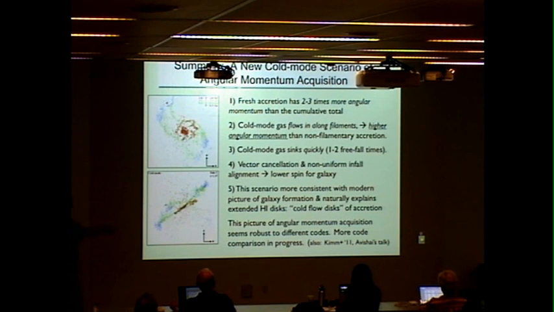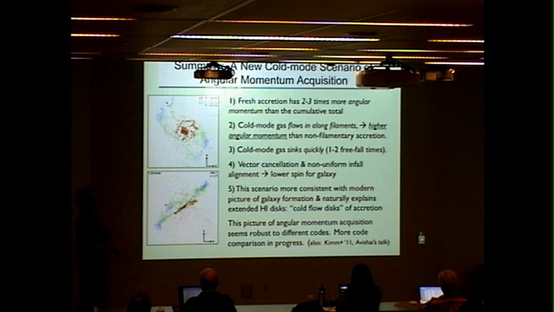Fresh accretion has 2 to 3 times more specific angular momentum than the cumulative total. The cold mode gas, because it's flowing in along filaments, has higher angular momentum than non-filamentary accretion. It sinks very quickly, only a couple free fall times. Over long time scales, you get vector cancellation. The streams don't stay in the exact same position all the time. Non-uniform infall, mergers, et cetera, mix things up. So by the time the gas gets down to the center and gets torqued by the galaxy, it's lost some of that angular momentum, redistributed it. So you still get a decent spin parameter for the galaxy, not too high.